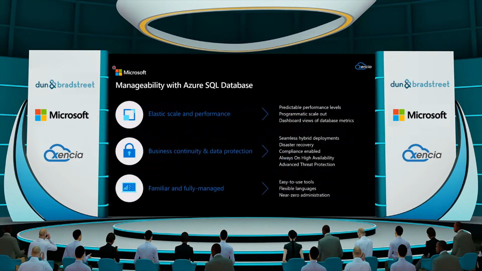So we have elastic scale and performance, predictable performance levels, programmatic scale out, and dashboard views on database metrics, all of which we can see in the cloud, in the portal itself. Then business continuity and data protection, where we can have seamless hybrid deployments with both on-premise and cloud environments, and disaster recovery and all the compliance are taken care of, along with setting up always-on availability, and then ATP, which is advanced threat protection, for better security. And then familiar and fully managed, as I mentioned earlier, there's no new tool required to access it. Existing tools can be used, and it comes with flexible languages. And the third one, which is very important, is near zero administration.